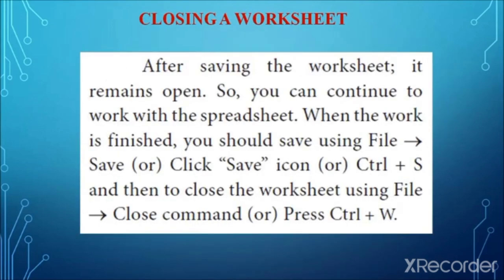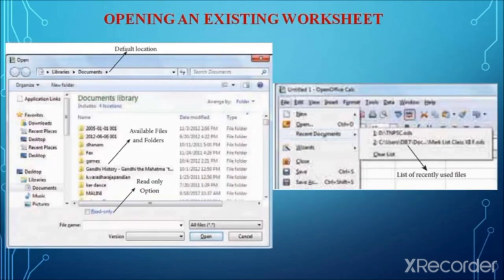And next one is closing a worksheet. After saving the worksheet, if the user wants to continue the work, the user can continue in the spreadsheet. In case the user wants to close the worksheet after saving the document, the user can first save the worksheet, and then select the option from the File menu. From the File menu, the last option will be Close. The user can select Close, or press Ctrl plus W, the keyboard shortcut key for closing the worksheet.